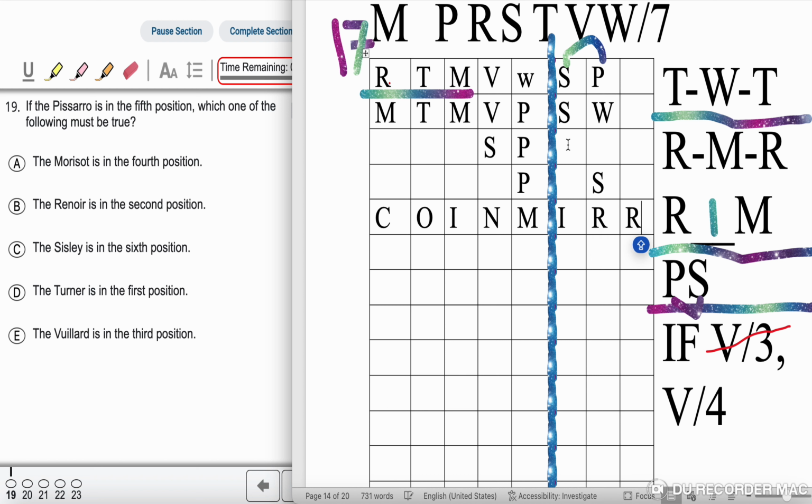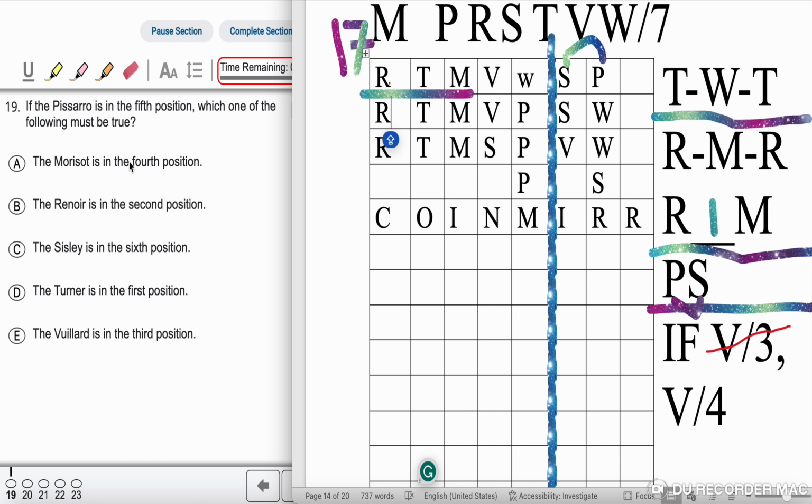For this game board right here, I'm going to put the rest of the variables. I'm going to put SPs right here. So I'm going to put V, W. And let me use my coin mirror to put in R, T, M. With the coin mirror, it's quick and accurate. So let's see if we can answer some of these questions.